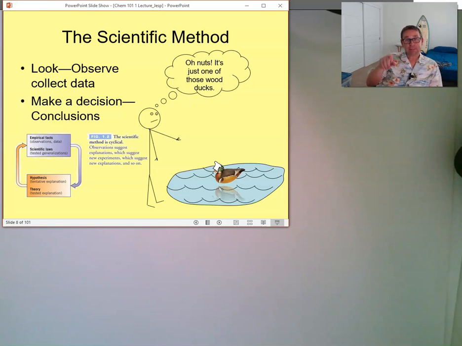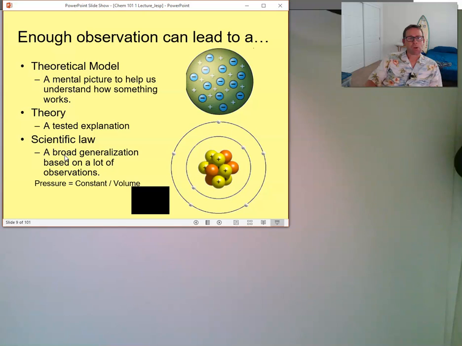It's cyclic like this, in terms of you can go around and around again. And it's also repeatable. So somebody else on the other side of the world should be able to do the same thing and get the same results. All right? Enough observation, enough experiments leads to what we call models.